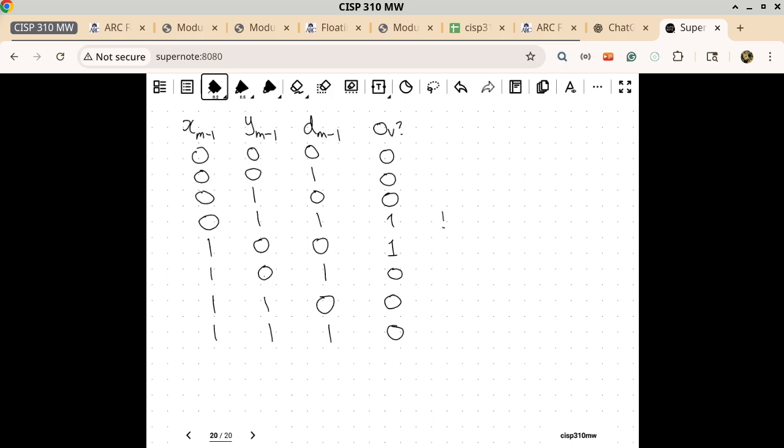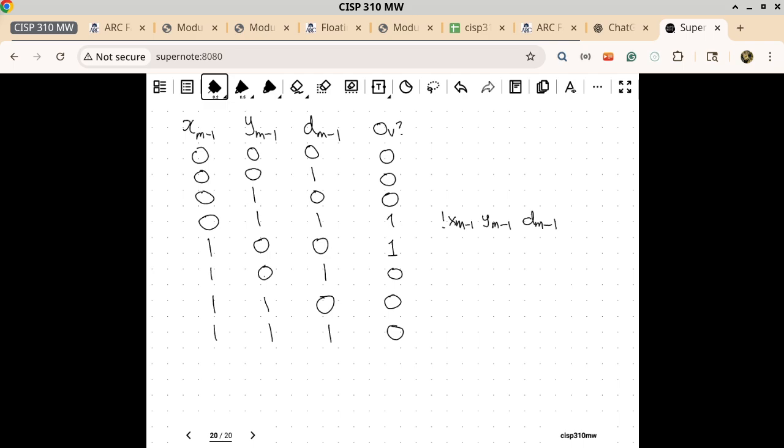Well, in that case, we can negate x subscript m minus 1. And when I use what looks like multiplication, it is conjunction. So we're ANDing it with y subscript m minus 1, and then ANDing that with d subscript m minus 1. So when you look at not x m minus 1 and y m minus 1 and d m minus 1, that conjunction is true only for this row here. For all the other rows, it has to be a 0. Does that make sense?